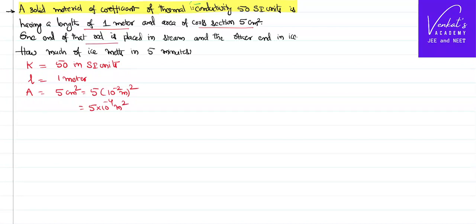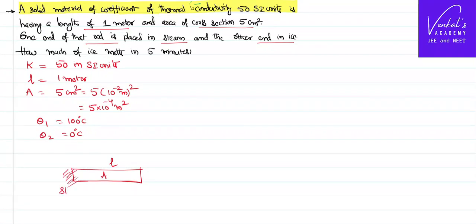One end of the rod is placed in steam. It means one temperature, theta 1, is the steam temperature of standard 100 degrees centigrade. The other end is kept in ice. Theta 2 equal to 0 degrees centigrade. If you try to draw the diagram, it will be like this, having some length, having some area. Here it is placed in steam. Here it is placed in ice. Since this is a higher temperature and this is a lower temperature, heat flows from left to right.